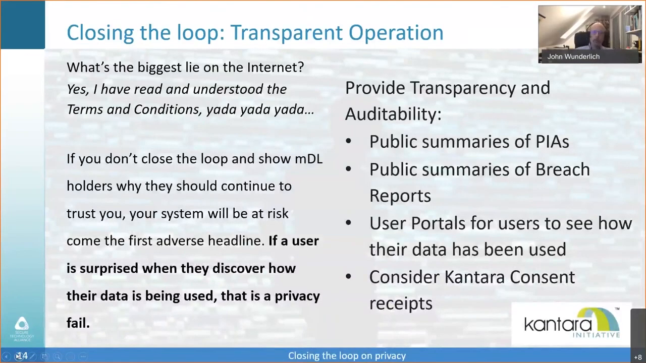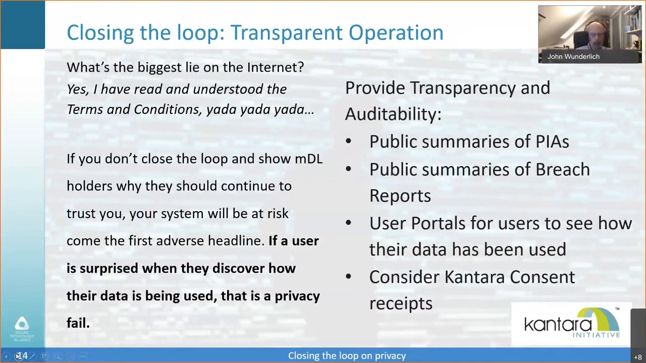So just wrapping up, how do you close the loop to make sure that what you deliver is what you've promised? Transparent operations. We've all heard what's the biggest lie on the internet: "Yes, I have read and understood the terms and conditions." So it's not enough to write policies. If you don't close the loop and show holders of mDL why they should continue to trust you, your system will be at risk come the first adverse headline.